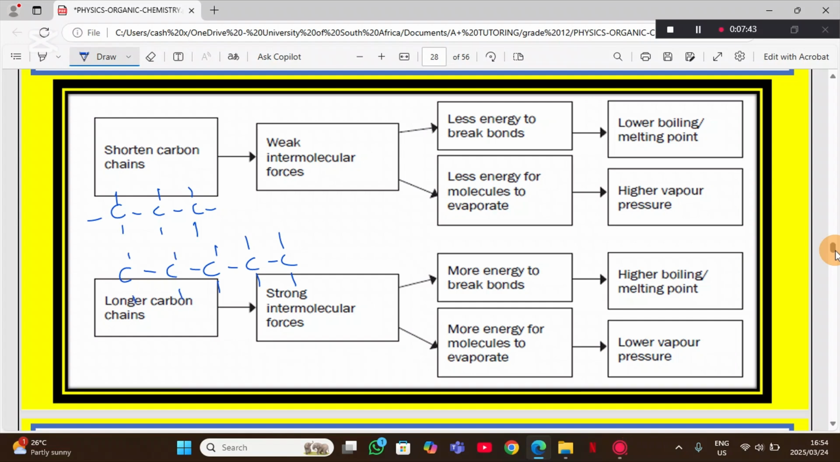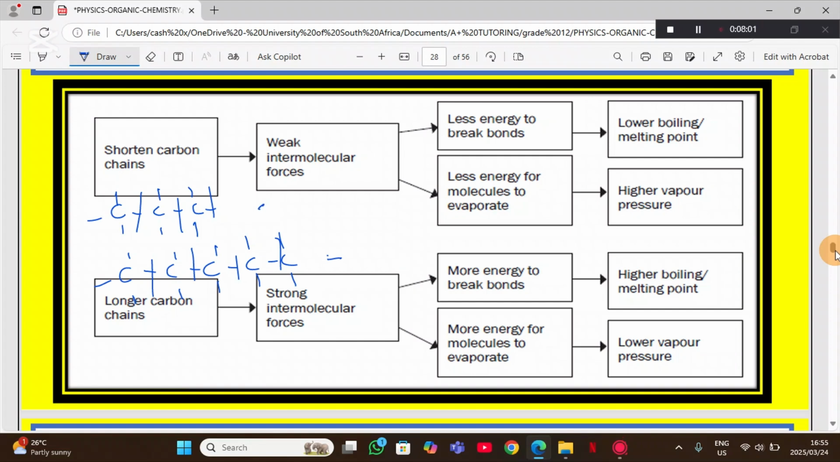Do you see? Because this one is longer, I'm going to need more energy, because obviously I'll have to break here, here, and here. I'm just breaking maybe 2 or 3 bonds, right? Here I'm going to break 1, 2, 3, 4. I keep going on and on. So I need more energy here than I need here.